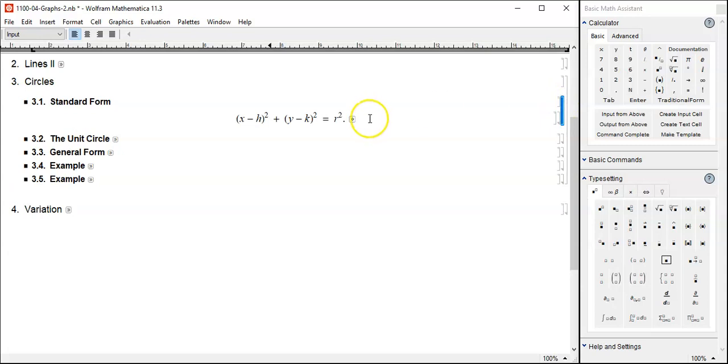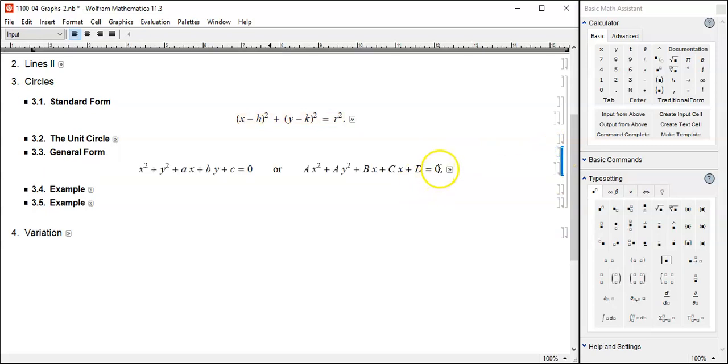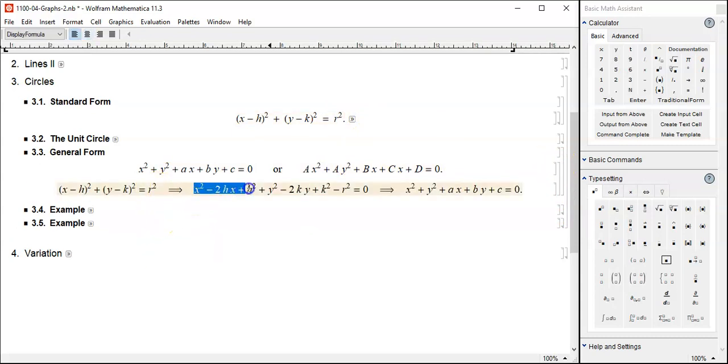I shouldn't erase this. Okay, from the standard form, I can break up the parentheses and take the like terms together and simplify. If I do that, I'm going to get this kind of form, which is often called a general form. From here, break up the parentheses. By the complete square formula, we get this from the first square and this from the second square. And then flip this r squared to the other side, we get minus r squared is equal to 0 like this. And then take the like terms together, we get this kind of form.